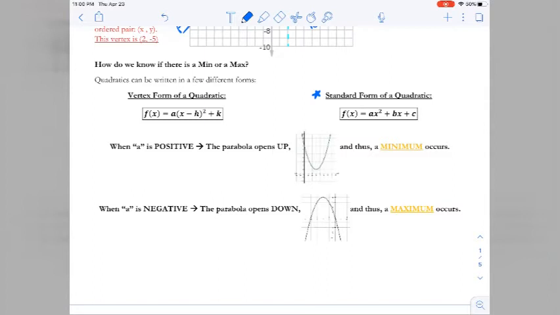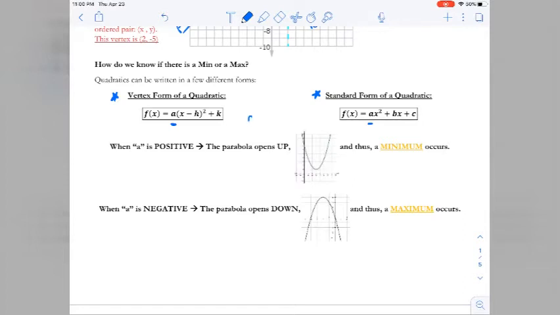The vertex form of a quadratic we looked at and we solved, but the a is any number that's being multiplied in front of the parentheses. Typically, our a is 1. However, we have had some equations that we've had that are different than 1.